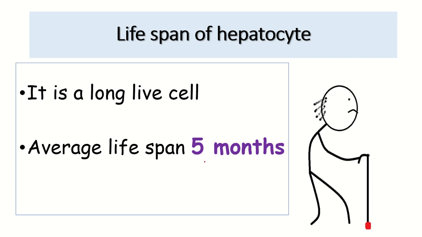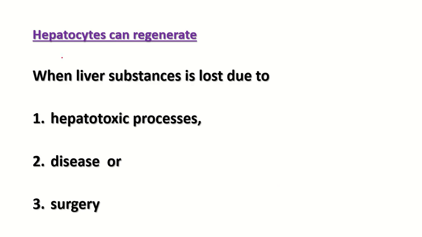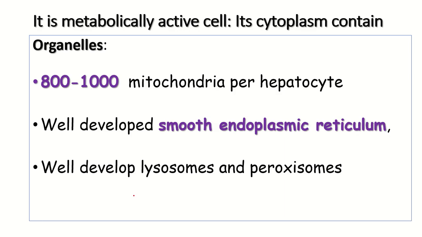It is a long-lived cell, and the average lifespan is 5 months. It has an excellent capacity to regenerate, and it can regenerate after the loss of hepatocytes due to hepatotoxic processes, disease, and surgery. It is a metabolically active cell, so the cytoplasm is rich in organelles.